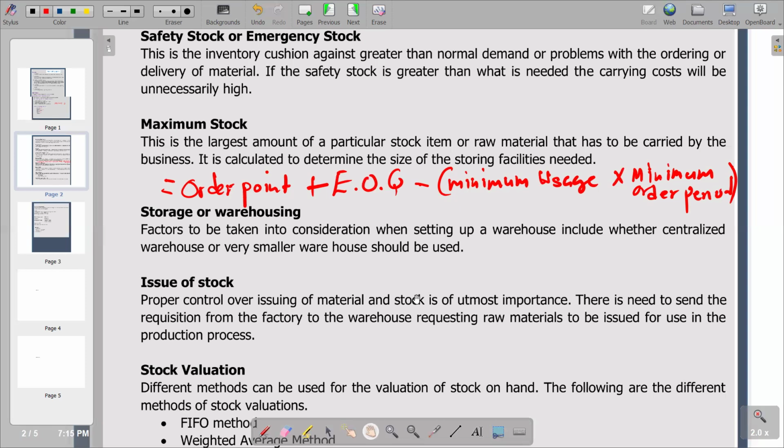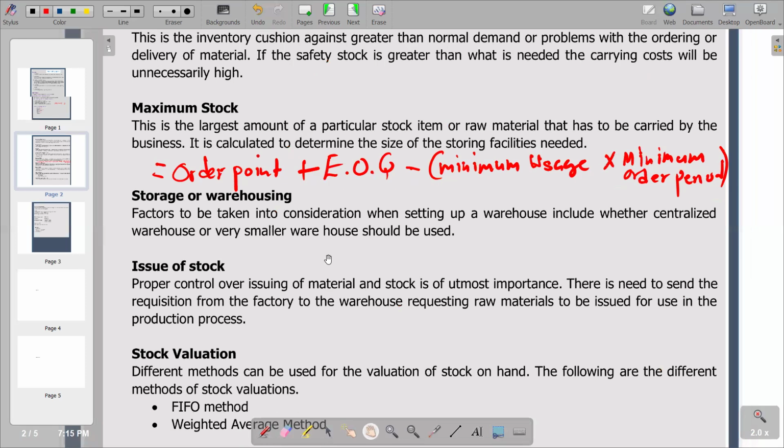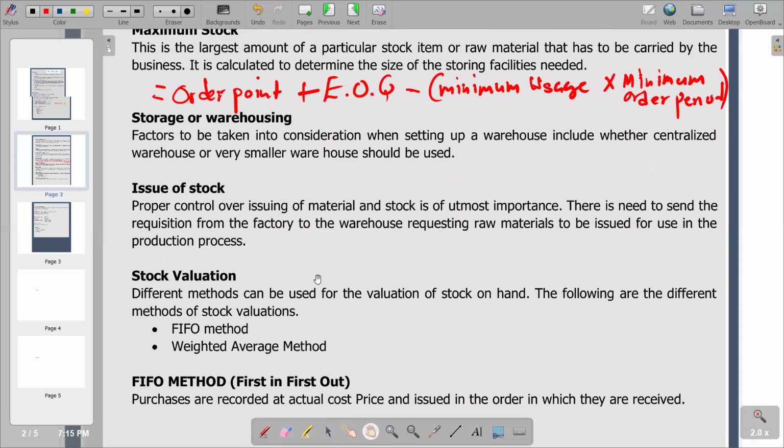Finally, at the end of the period, we would want to know the value of the stock that we have in the business. That is now the stock valuation. For stock valuation, there are two main methods that we are going to look at within the context of our cost and management accounting N5. That is the calculation of stock value using the FIFO method, which is the first in, first out method, and also the weighted average method. Different methods can be used for the valuation of stock on hand.